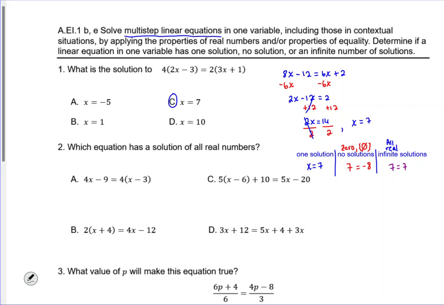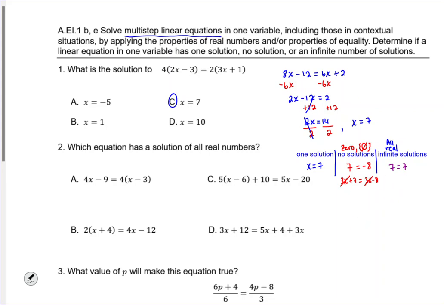For no solutions, we could also simplify it, and then you could have, let's say, 3x plus 7 equals 3x minus 8. If you have the same type, like 3x and 3x, then that would mean no solution, because the 3x would cancel out, and then you'd have something like that.